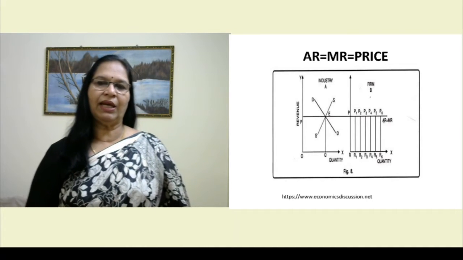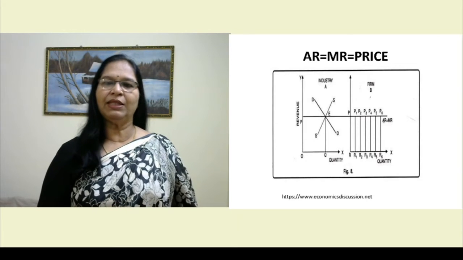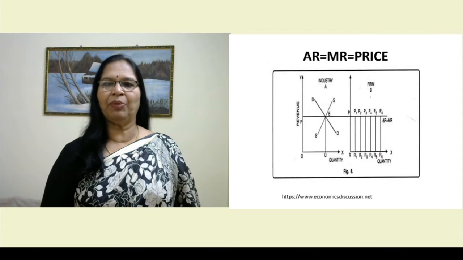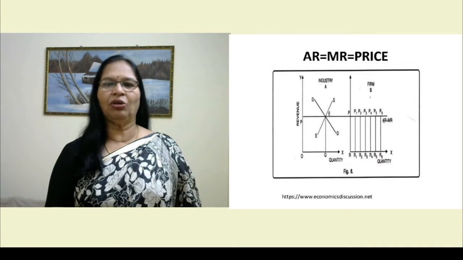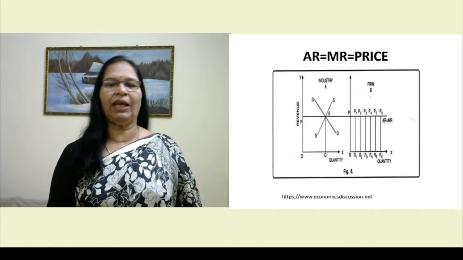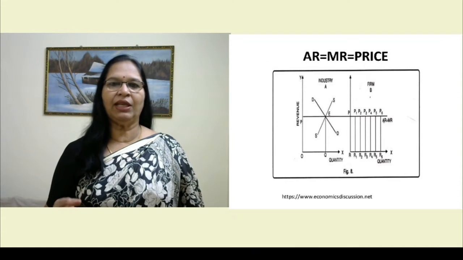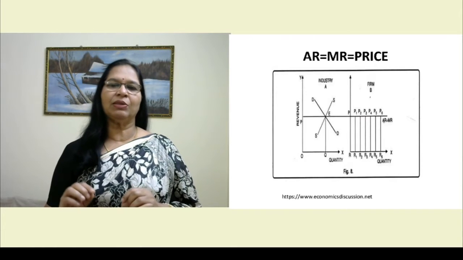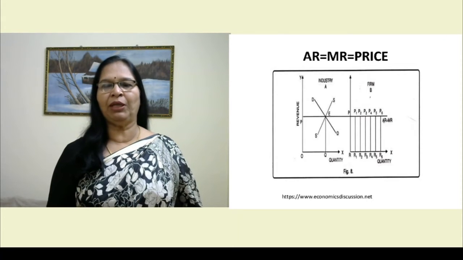We can see this in the diagram. Because AR and MR are the same as price, we can see the first panel where the demand and supply meet, and that is the price of rupees 10. At that price of rupees 10, we now draw the average revenue and marginal revenue. Average revenue and marginal revenue is 10. The vertical lines that you're seeing indicate the number of units being sold. Any number of units can be sold, but the price will remain 10, and therefore the average revenue and marginal revenue will also remain 10.